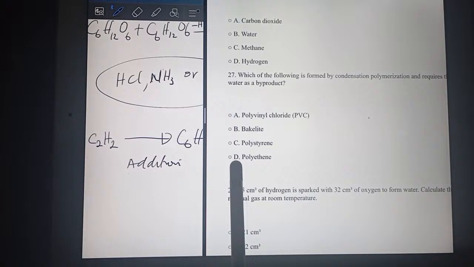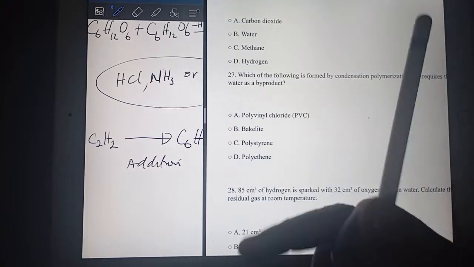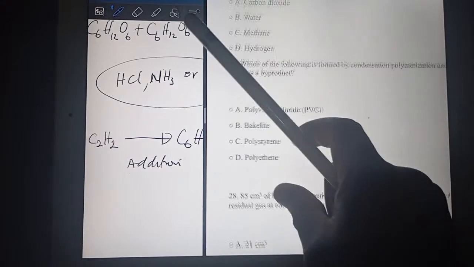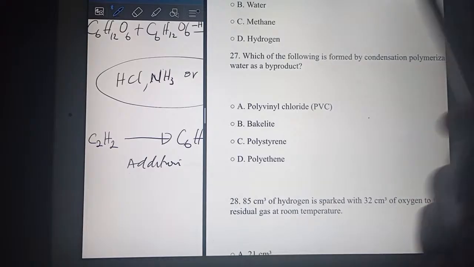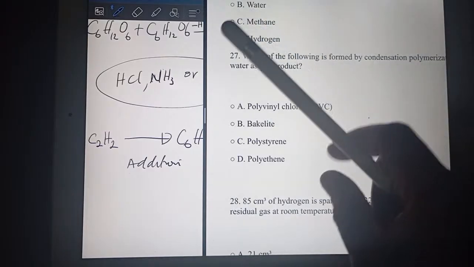Then how about option D? Polyethene is an addition polymer. We all know polyethene. When we call it polyethene, we forget. But how about polythene bag? Polythene bag, that's it. That polythene is gotten from polymerization of ethene. It is an addition polymer. So bakelite is the correct answer.